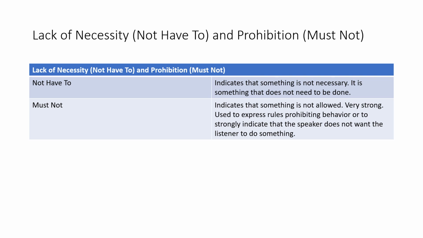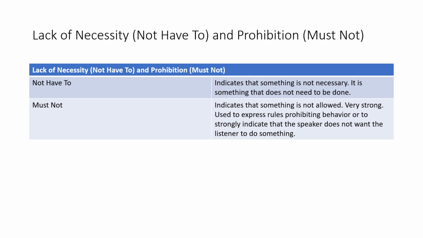So not have to indicates that something's not necessary, right? So this one actually is the opposite of the previous table. The previous table was talking about something was necessary. If you want to say that something is not necessary, you would say not have to, right? It means that something does not need to be done. It's not necessary to do it.